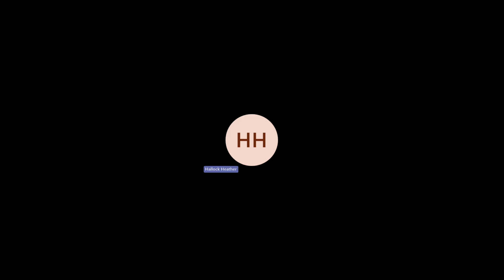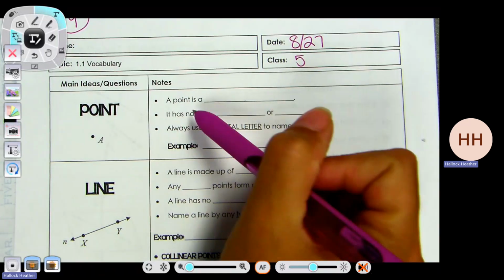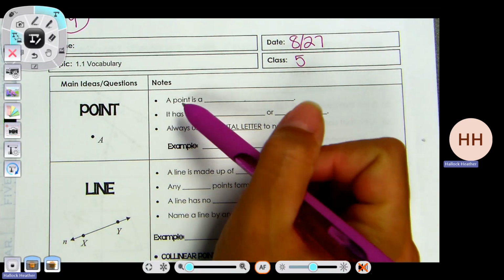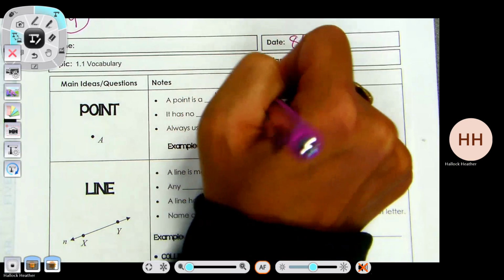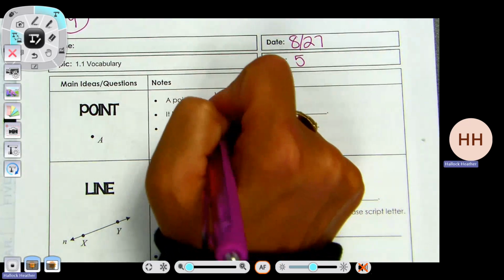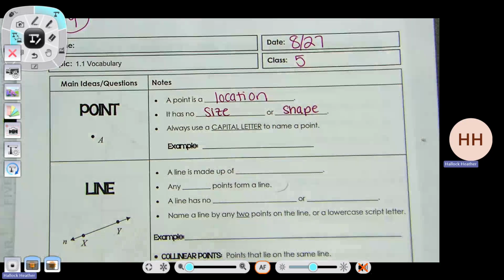A point. We have to start with the basics so we know how to label things, because this will be used every single chapter for the rest of the year. So a point is technically a location. It has no size or shape. It's literally just a spot in space. Whenever you're labeling a point, you always have to use a capital letter.